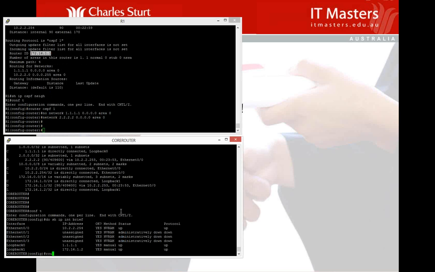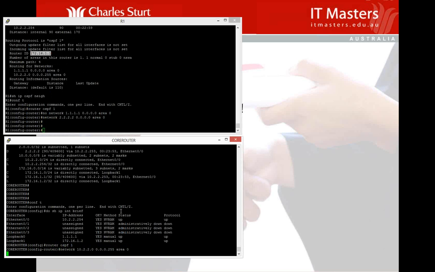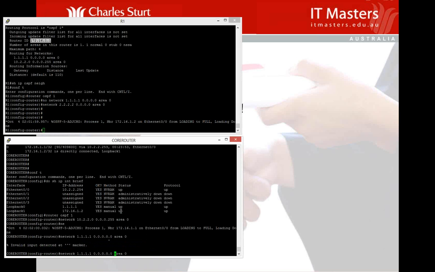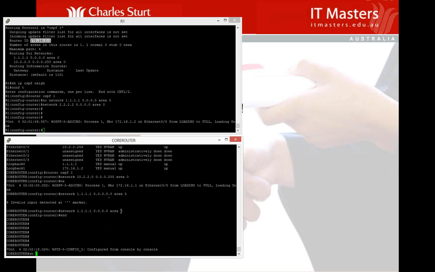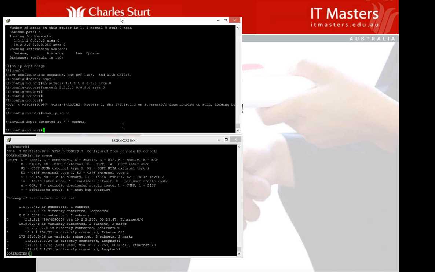So now, OSPF 1, remember, area IDs have to match, otherwise the relationship won't come up. Area 0. Network, oh, look out, things happening already. Okay, so let's have a look. What do we got? Okay, there we go. Not much to happen there.